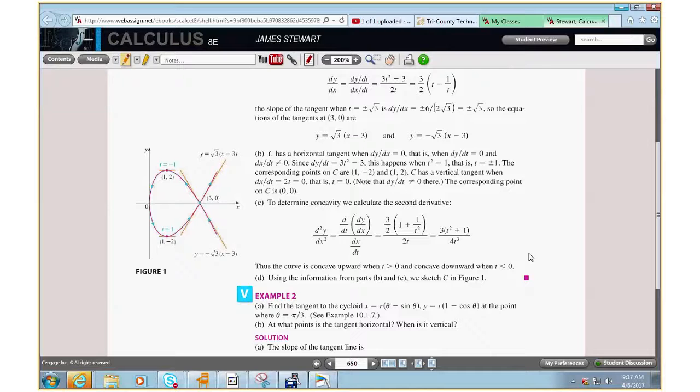Now you got r times theta minus sine theta, and then r times 1 minus cosine theta. How do you take the derivative of those? To find the derivative? You did that on the calculator. No, that's not the point. How do you do it by hand? How do you find the derivative of something being multiplied? Good job. Product rule. That coffee must be doing some good.